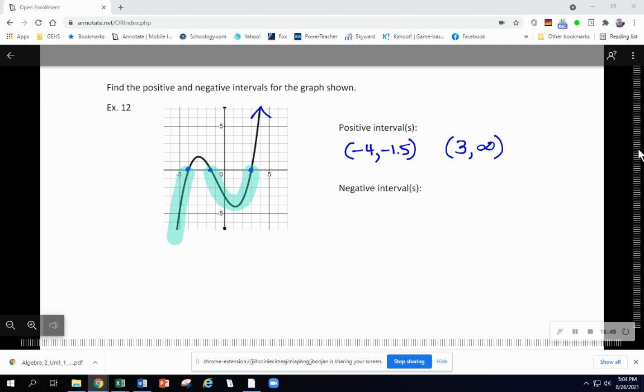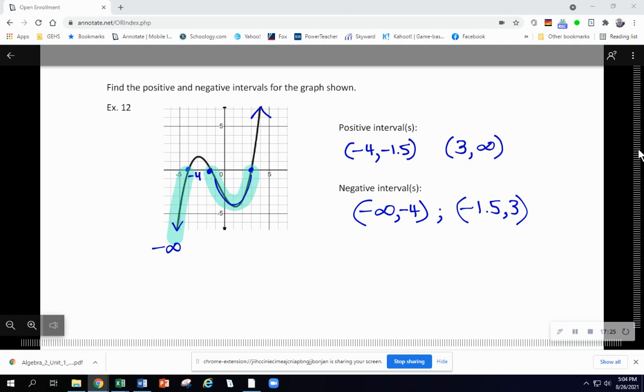So the first one starts at negative infinity and goes to the right until it gets to negative 4. And the second one starts at negative 2.5 and quits over here at 3. I'm sorry, negative 1.5 and quits at 3. So the left x value is negative 1.5, and the final x value is 3. So those are your positive and negative intervals.